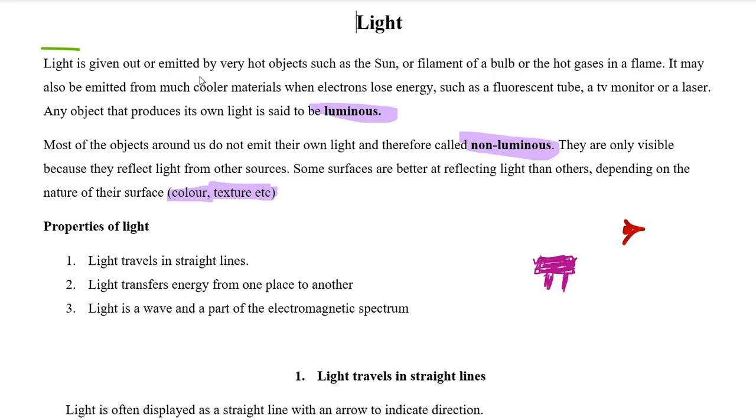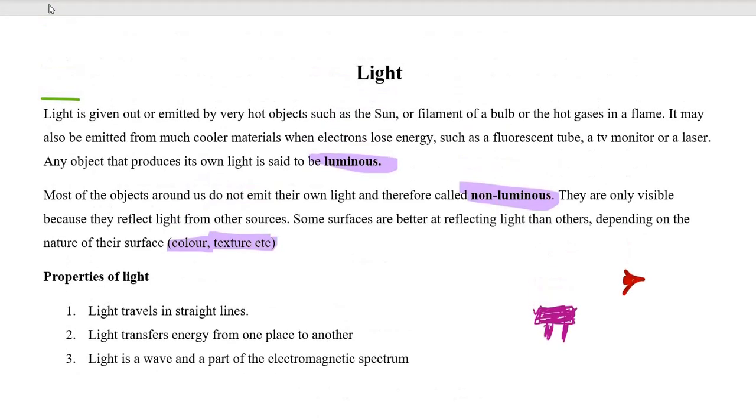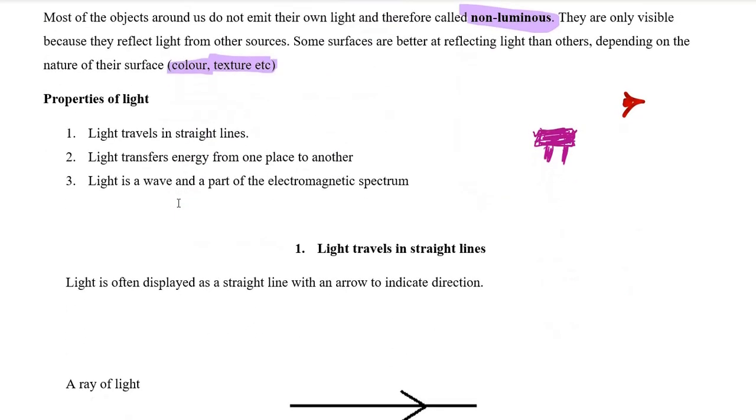Properties of light. You have to learn your properties of light. At CSEC level, we just need to know these three, but there are actually far more properties that you should know or you will learn eventually. One: light travels in a straight line. This has been proven without a doubt. Light only travels in straight lines. The only thing powerful enough, y'all, that can bend light is gravity.